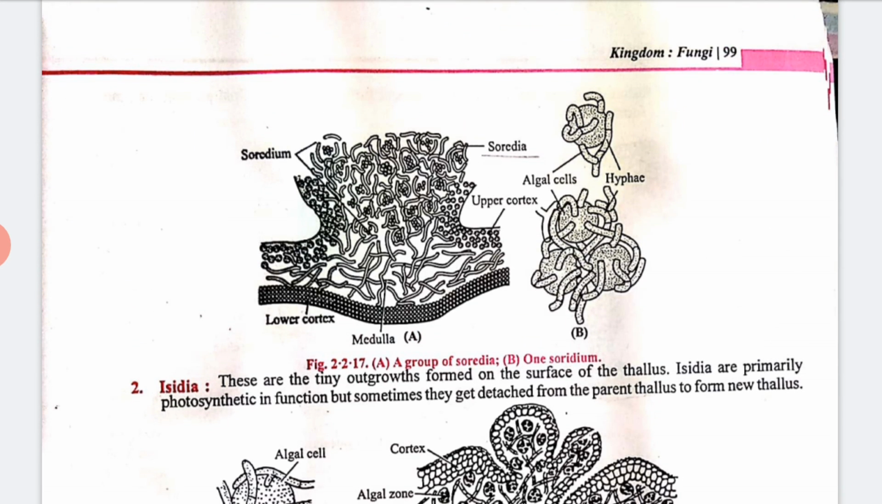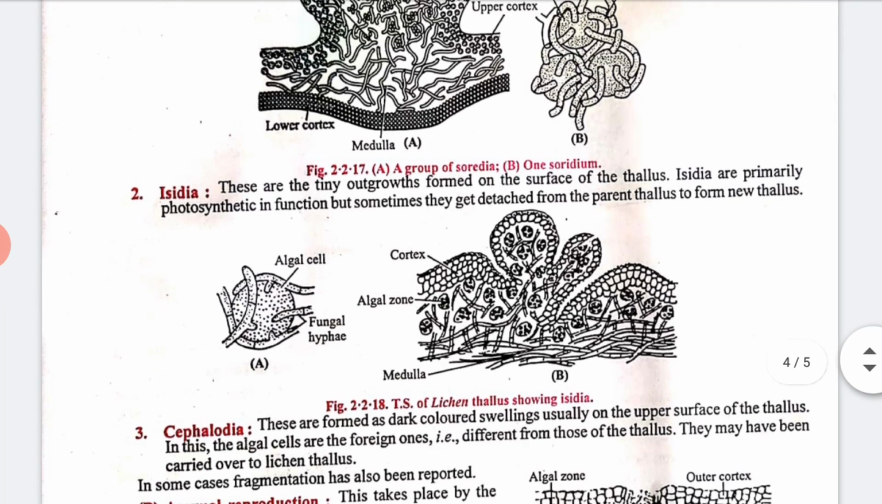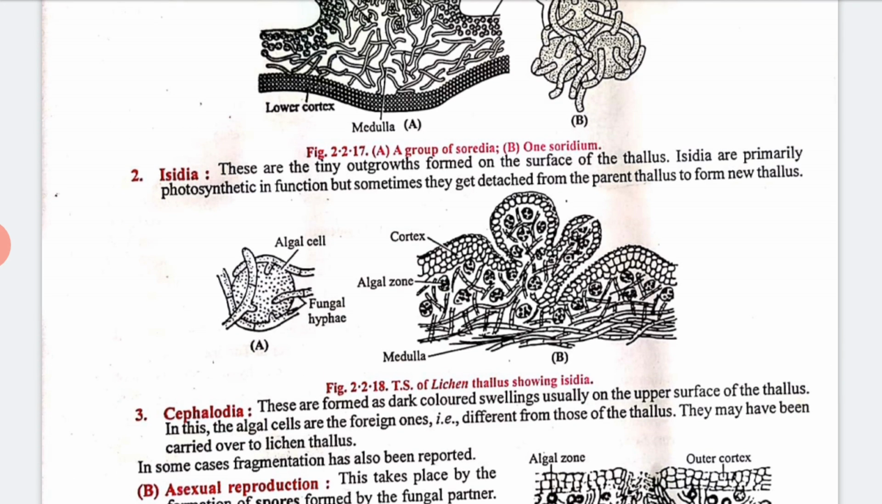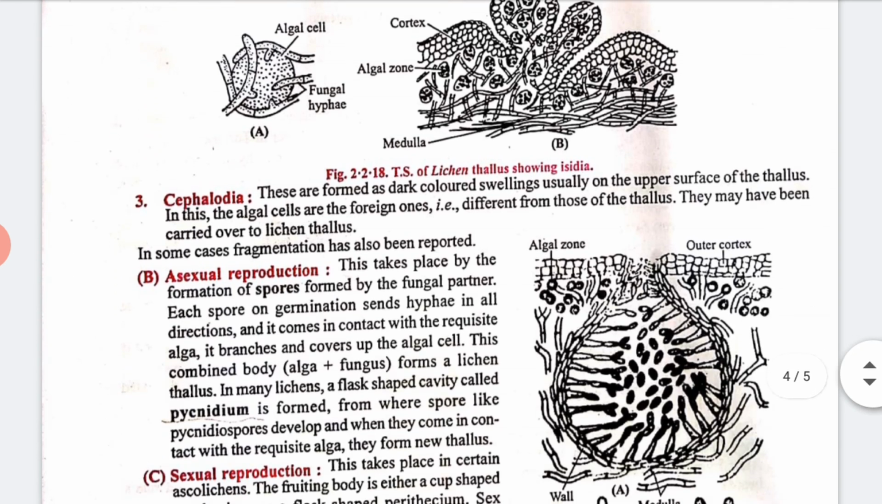Next we have isidia. These are tiny outgrowths formed on the surface of the thallus. Isidia are primarily photosynthetic in function, but sometimes they get detached from the parent thallus and form a new thallus. Clear?